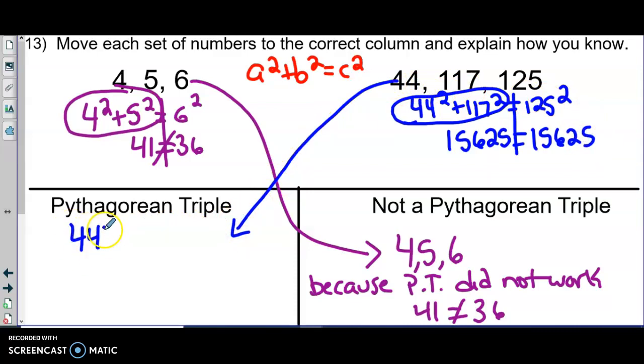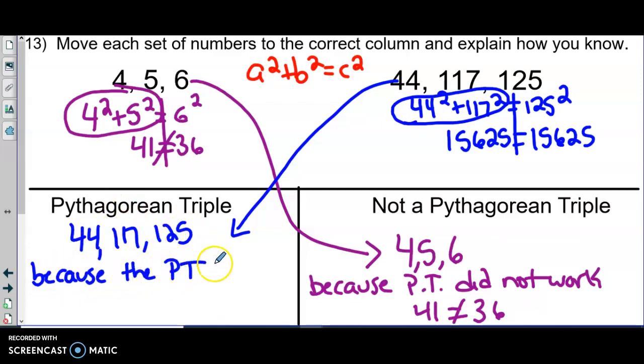So this one would be over here. Oops, not 444, just 44. And these should be movable pieces on your Nearpod. 117 and 125. And the reason is because the Pythagorean theorem did work, and I'm just going to abbreviate again. 15,625 does equal 15,625. Yay!